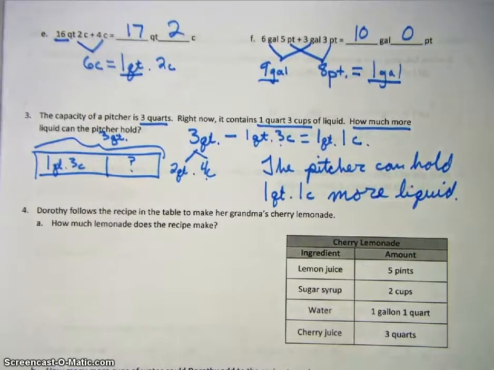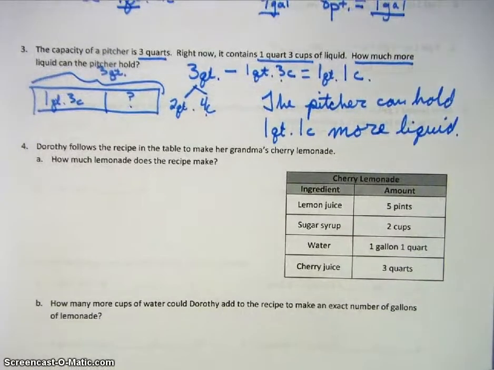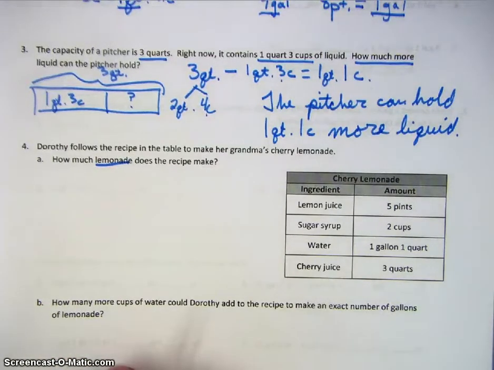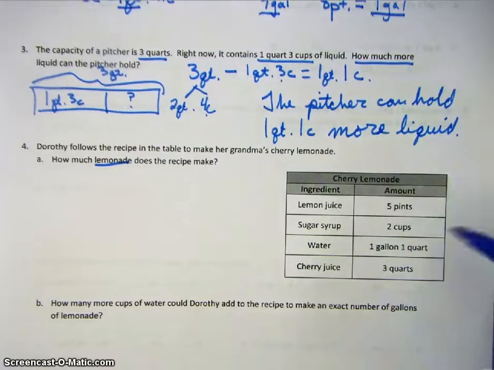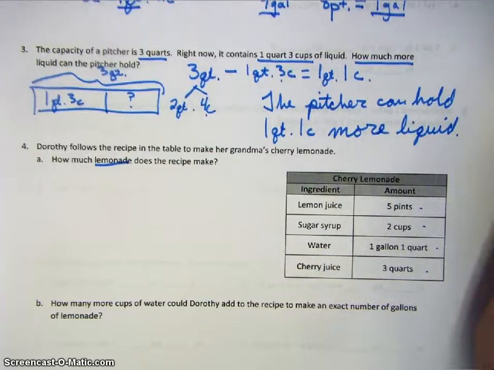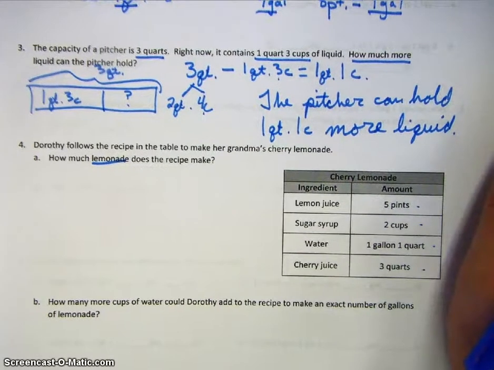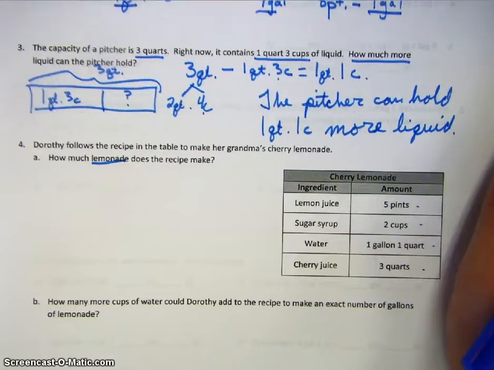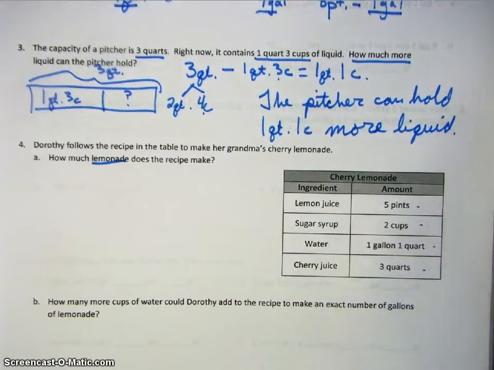Next, moving on to number 4 with Dorothy here. Okay, now Dorothy follows the recipe in the table to make her grandmother's cherry lemonade. How much lemonade does the recipe make? Okay, so this one's a little bit tricky because what we're going to be doing is taking these 4 ingredients and combining them to find out our total amount. So in order to do this, we need to combine like units. So in this case, we're going to be looking at what unit we can all make them.